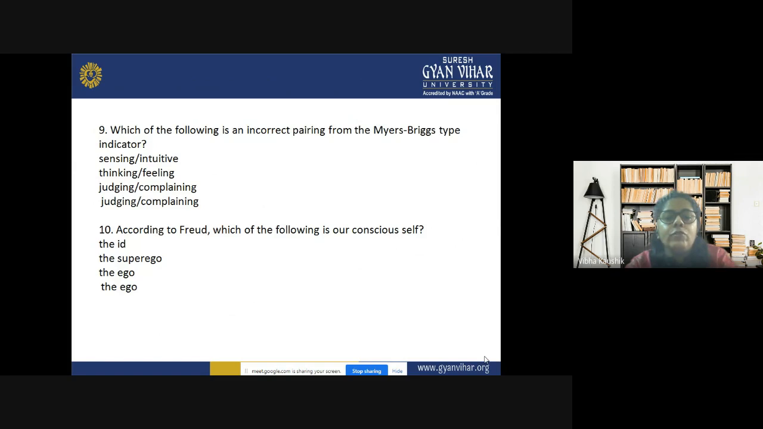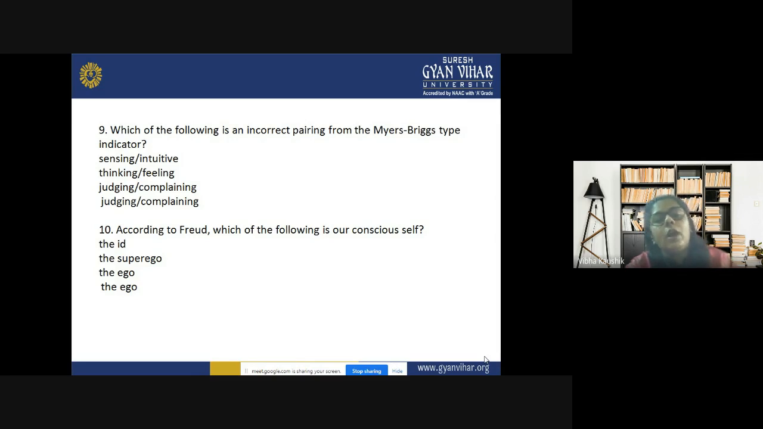Now, the ninth one, which of the following is an incorrect pairing from the Myers Briggs type indicator? Now, the options are sensing, intuitive, thinking, feeling, judging, compelling. Now, these are the options, students, and you have to select the correct answer on the basis of the given choices. And the correct answer will be judging and compelling. You are judging individuals and you are compelling other individuals.